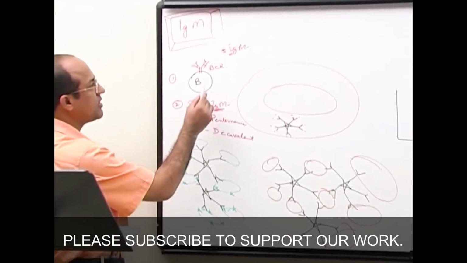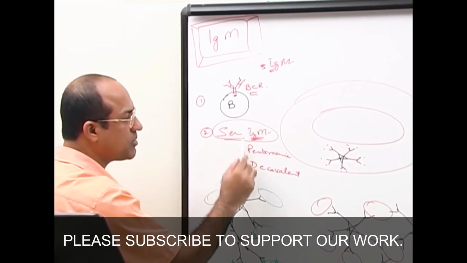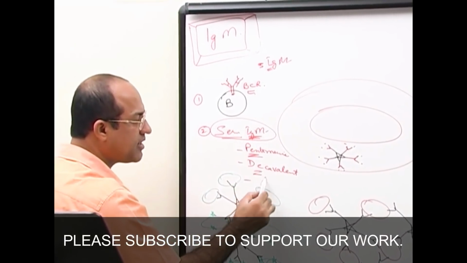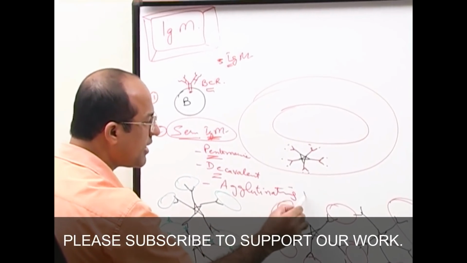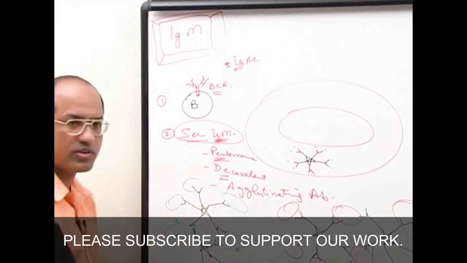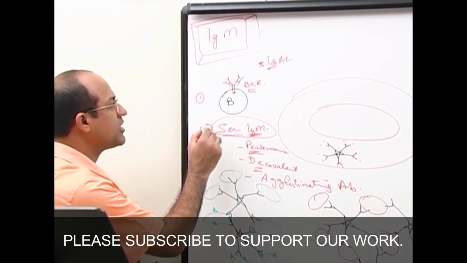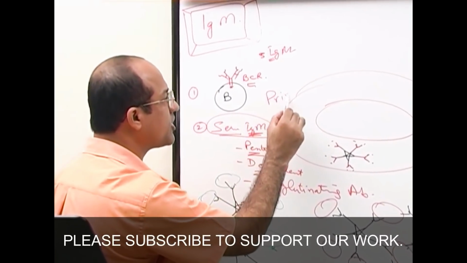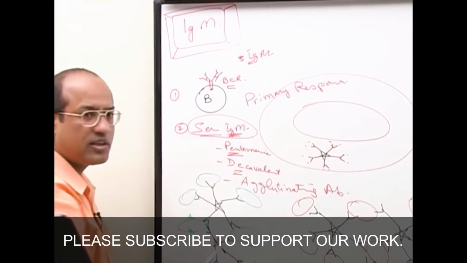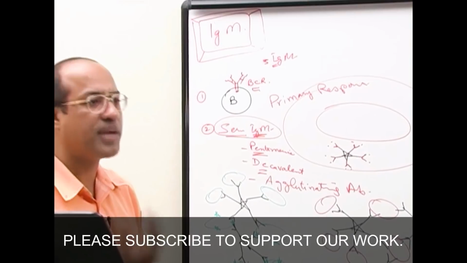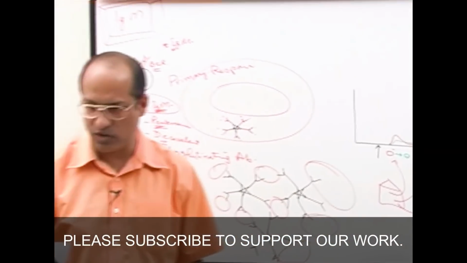So number one, IgM acts as B cell receptor. IgM in the blood or serum is pentameric with decavalent, and it is agglutinating. Yes, these are agglutinating antibodies, and of course you will remember, is this the antibody of primary response or secondary response? Primary response. In primary response, IgM is the main antibody. In secondary response, it is far less than IgG.